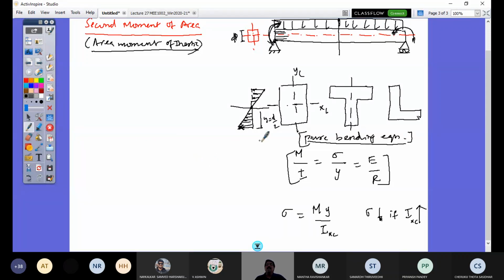So what do I mean by composite area? If I take a rectangular section of the beam, it is a standard area. If I take a T section, it is a composite area because it is made of two rectangles. If I take an L section, it is made of two rectangles. If I have an I section, then it will be made of three rectangles. So that is what is called a composite section. So you should understand how to find the moment of inertia of the composite section, right?